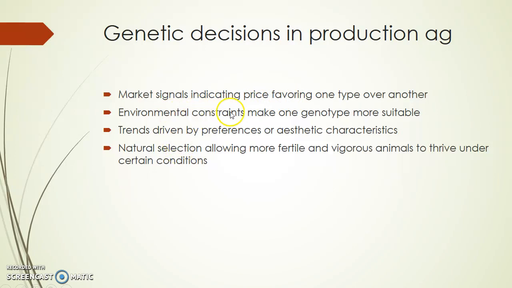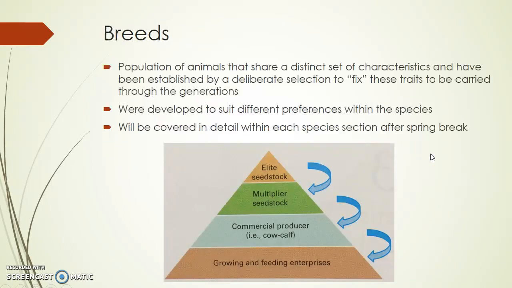Environmental constraints make one genotype and phenotype more suitable to one area over another. Our cattle are probably going to be a little bit different than somebody raising cattle in Texas. Then there are different trends, like preferences for people in the grocery store or in fashion. There are different trends and fads that cause different decisions for production agriculture. And then natural selection allows more fertile and vigorous animals to thrive under certain conditions.